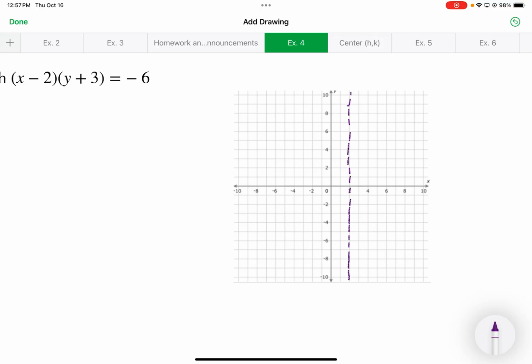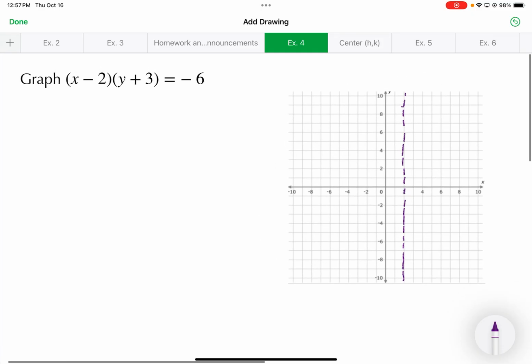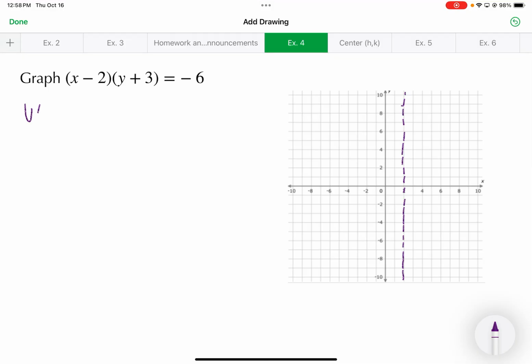Where's my other asymptote going to be? Negative 3, good. So vertical asymptote, x equals 2. Horizontal asymptote, y equals negative 3. Okay, so negative 3. Looks something like that, okay?